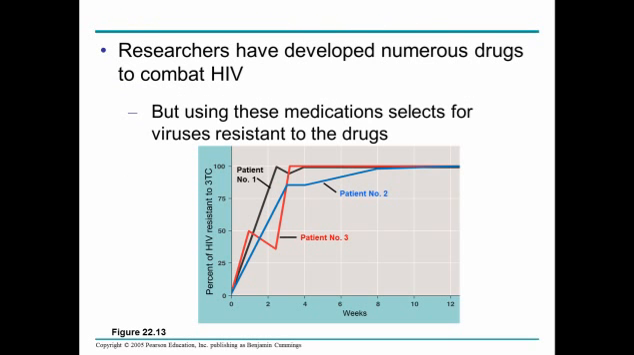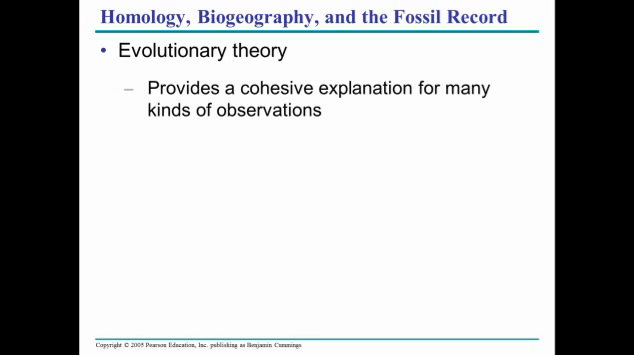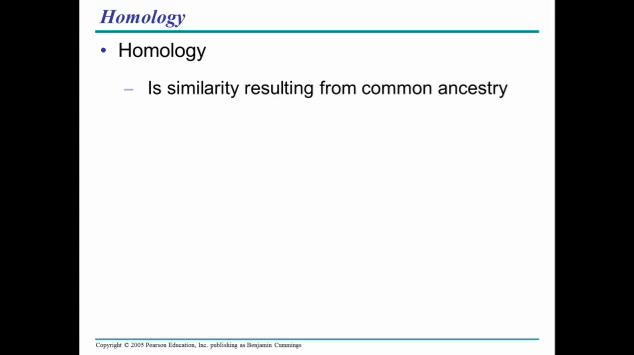Certain things are favored. Here you see the HIV in response to medications. Using these medications selects for viruses resistant to the drugs in different patients. This is a percent of HIV resistance to 3TC, that's the name of the drug, and you can see over time a higher number of HIV gets reproduced because those are the ones that are resistant to the drugs in those different patients. So evolutionary theory provides an explanation for all kinds of observations that we see.